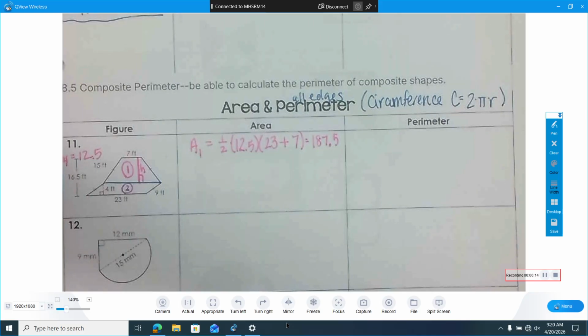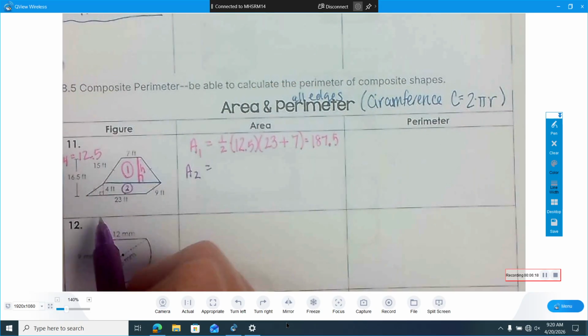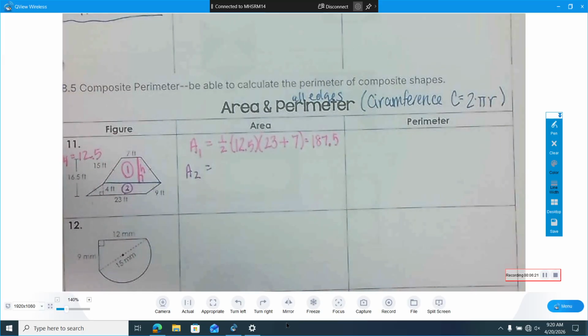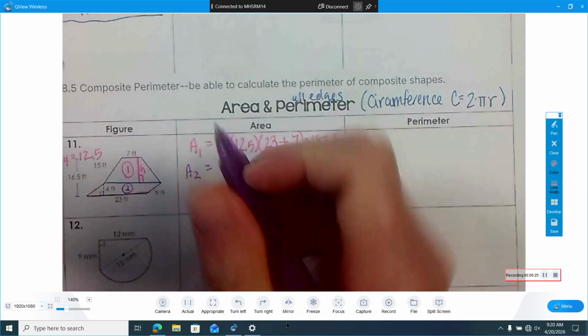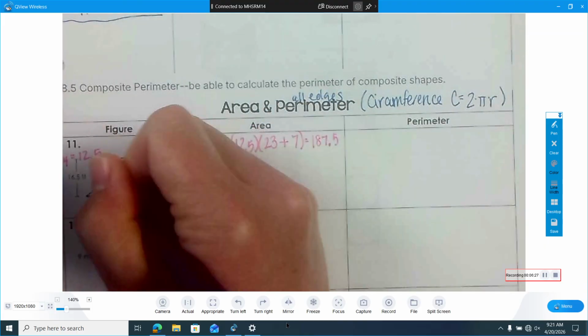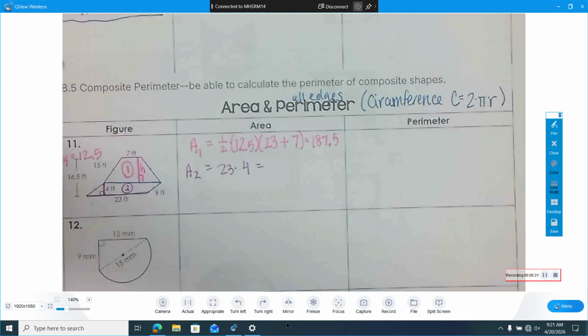So that's the area of our trapezoid. And then we also need the area of our second figure, which is just a parallelogram. That is just base times height. And the base is 23, and the height is 4. And 23 times 4 is 94? 92? 92.